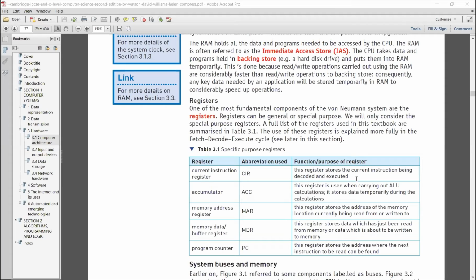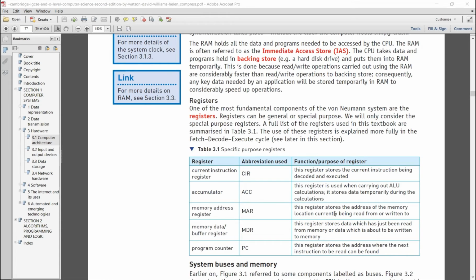This register is used when carrying out ALU operations. So when you talk about ACC, this is the register that is there to carry out the ALU calculations. You can say it stores the data temporarily during the calculations. So whatever data is there during calculations, that is stored in your ACC, accumulator.